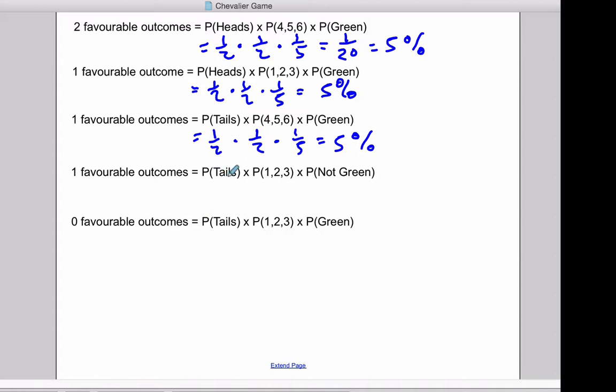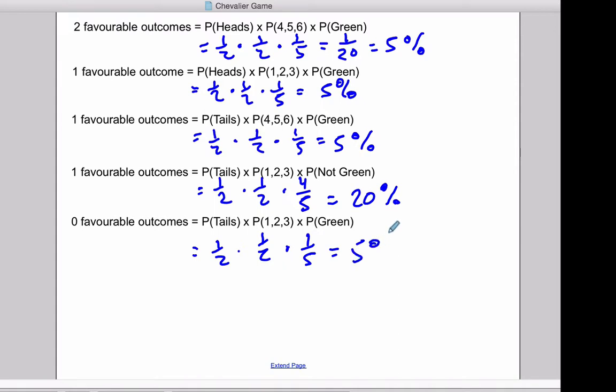The probability of 1 favorable outcome where you get the tails wrong, which is 1/2, you get the coin toss wrong, which is 1/2, times the probability of not being green, which is 4 over 5. So then again, this is going to be 20%. And so for 0 favorable outcomes, probability of tails, 1/2, probability of 1, 2, or 3, 1/2, times the probability of green, which is 1/5. So then again, this is going to be 5%.